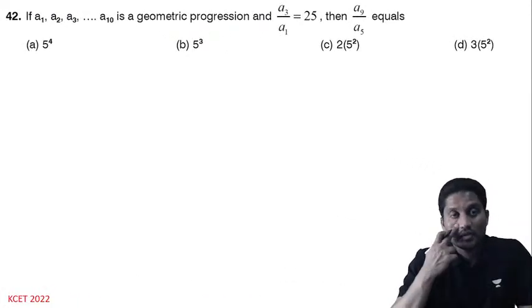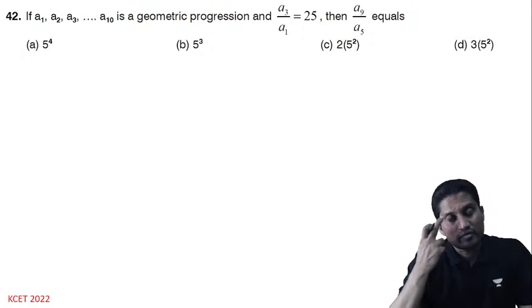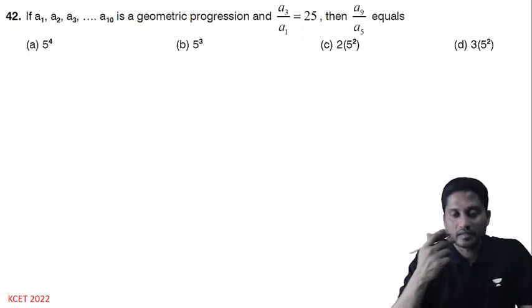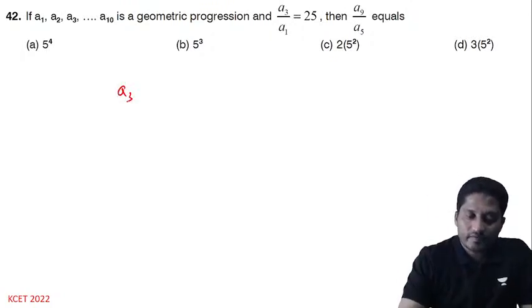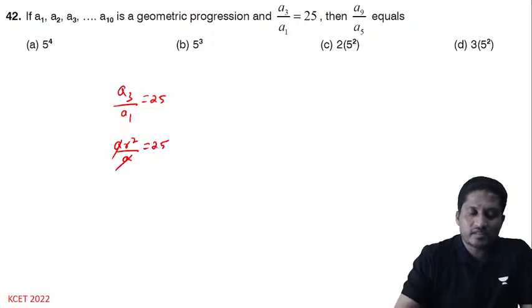Question number 51. Sorry, 42. A1, A2, A3 and so on up to n is in GP. A3 upon A1 is equal to 25. A3 is AR square, right? A1 is A is equal to 25. So this fellow will cancel. R square is 25 means R is plus minus 5.